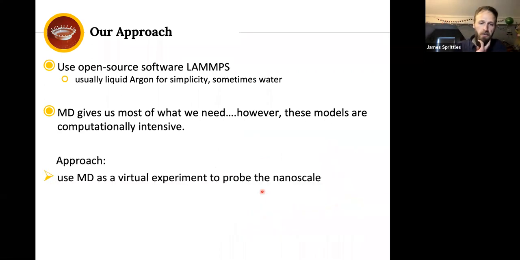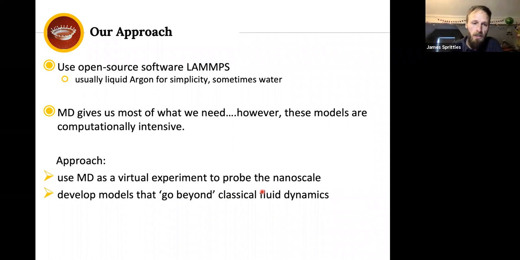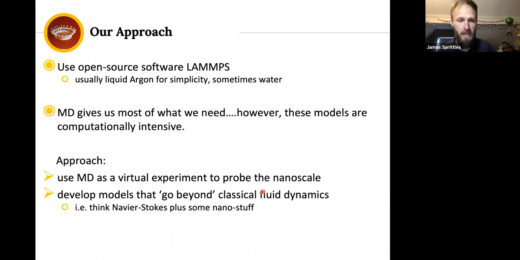Okay, so the approach we're going to use is we're going to think of MD as an experiment with which we can probe this nanoscale behavior. But what we want to do is develop models that go beyond classical fluid dynamics. So they have all the niceness that we know how to solve the Navier-Stokes, we know how to analyze it, but there's something extra. So crudely, think Navier-Stokes plus some nano stuff. And that's been our approach really for both liquids and gases. But today I'm going to describe the stuff about liquids mainly.